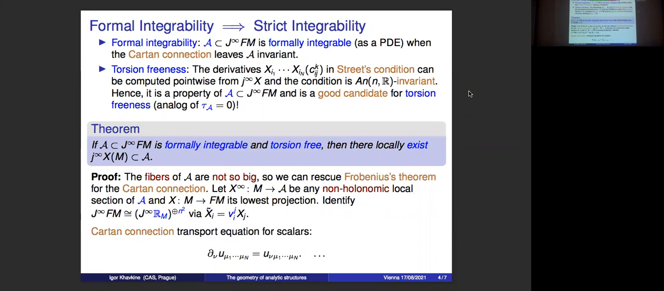So let me refer to two conditions on the almost analytic structure. I will call formal integrability the fact that this, as a subset of J infinity of frames, is integrable. So it is compatible with the Cartan connection on the infinite jet bundle. The Cartan connection is the one that distinguishes holonomic sections of the jet bundle from non-holonomic ones.